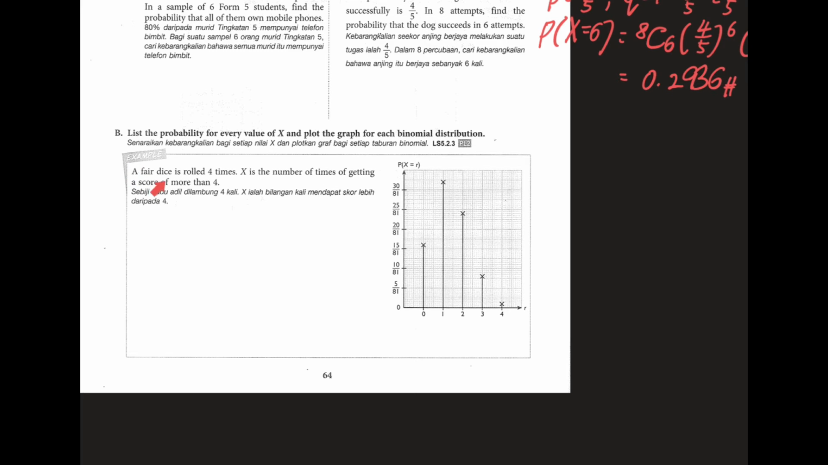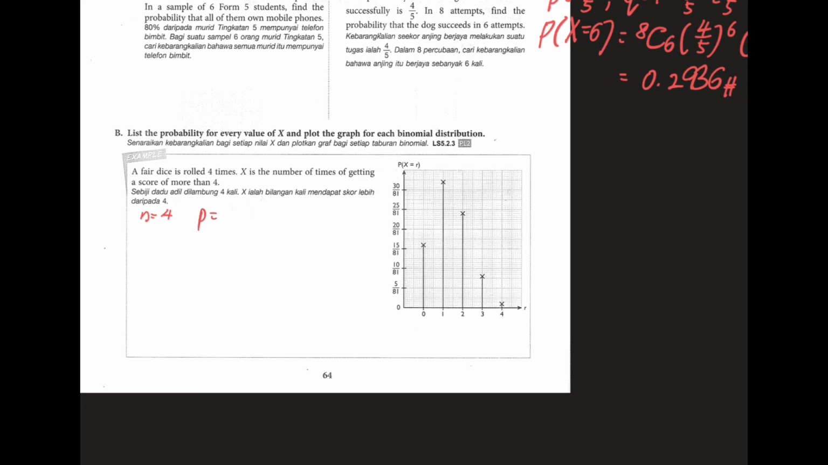A fair dice is rolled 4 times. So this is n. n equals 4 because this is the number of repetitions, how many times you repeat doing the same thing. So you are doing it for 4 times. X is the number of times of getting a score of more than 4. If they talk about more than 4, that is success. Success is the probability for a score more than 4.